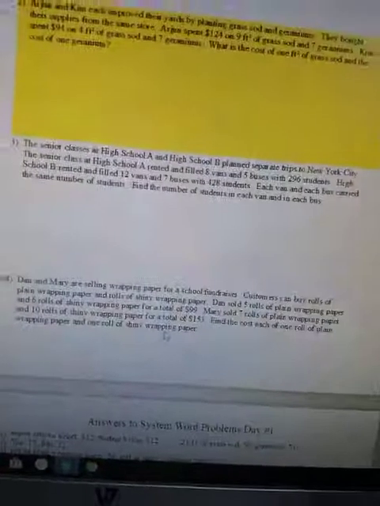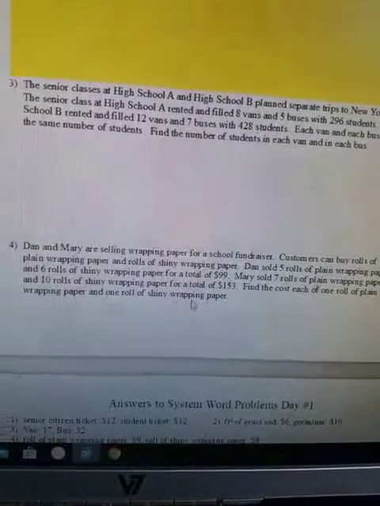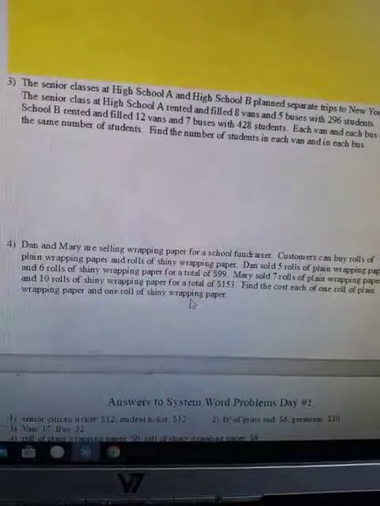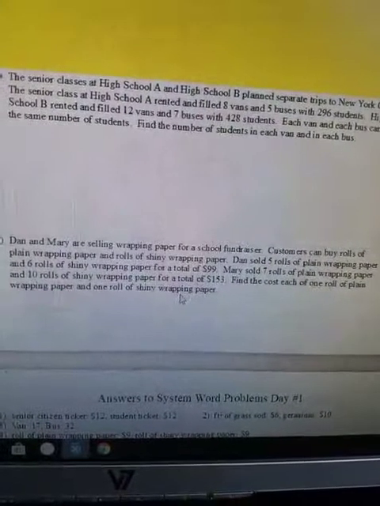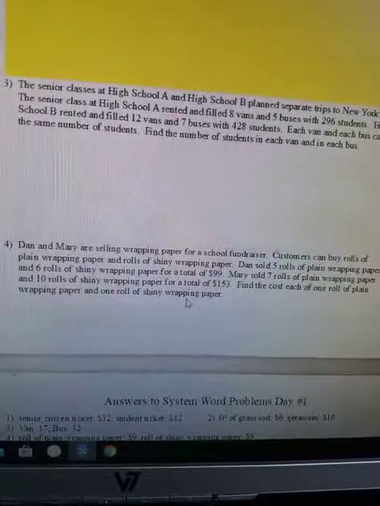Okay, last type. This is about the first one that I mentioned, the school fundraiser. So here we go. Dan and Mary are selling wrapping paper for a school fundraiser. Customers can buy rolls of plain wrapping paper and rolls of shiny wrapping paper. Dan sold 5 rolls of plain wrapping paper and 6 rolls of shiny for $99.